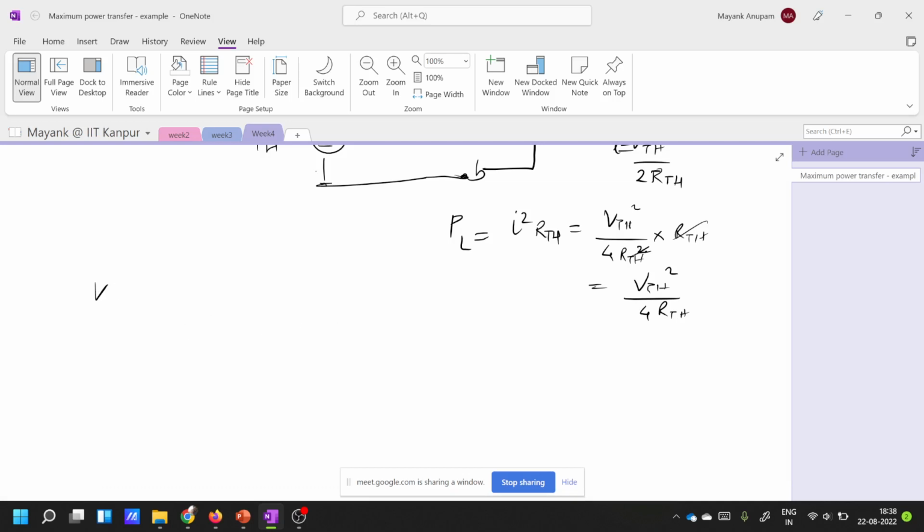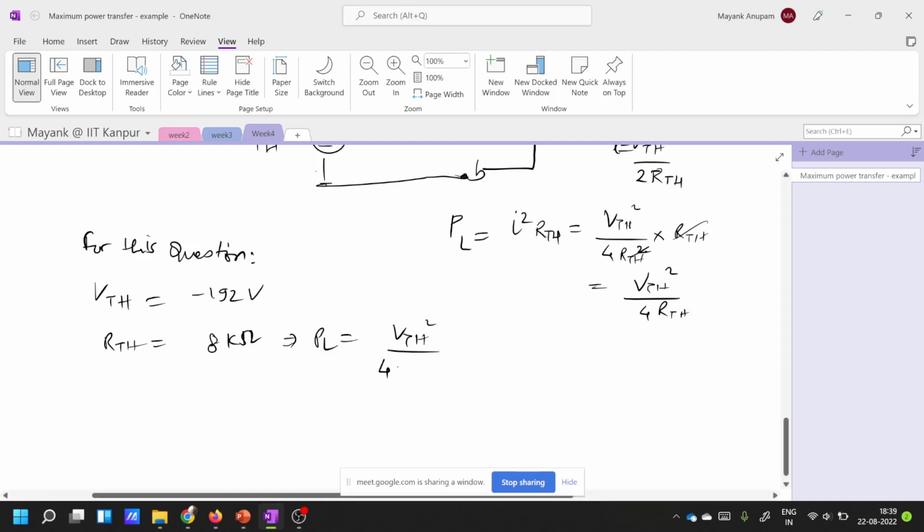So you have V Thevenin equal to how much? Minus 192 volts, right? And R Thevenin equal to how much? 8 kilo ohm. So what is the power? V Thevenin square upon 4 R Thevenin. What will that be?